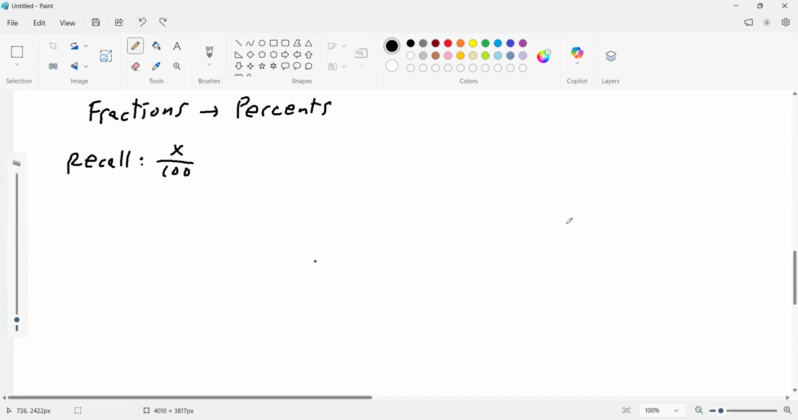So if I can get any fraction to have a denominator of 100, I effectively have a percent. Okay, and so I can strategically multiply the numerator and the denominator by the same value to get a denominator of 100. Because if I can do that, then whatever happens to be on top is my percent. Okay, what do I mean by that? Well, let's take a look at some examples.